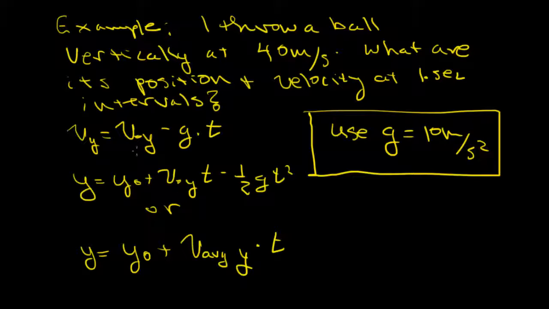Now we can go back on our previous sheet and we can find an equation for the velocity as a function of time. And we say Vy is equal to V naught y minus g times time. And then we've got two equations we could use for position. We could say y is equal to y naught plus V naught y times t minus 1/2 gt squared, or y is equal to y naught plus V average y times time.